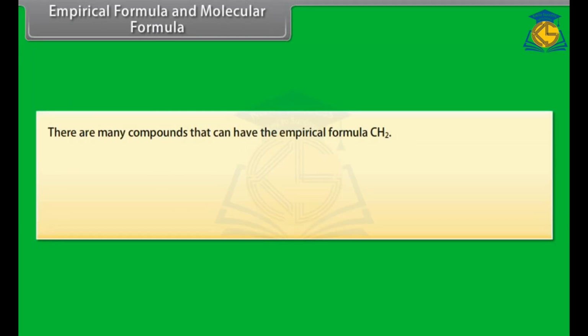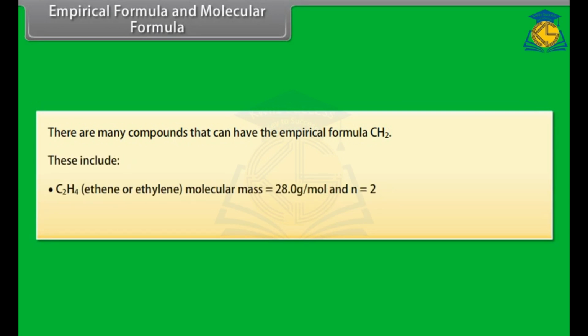There are many compounds that can have the empirical formula CH2. These include C2H4, ethene or ethylene, where molecular mass is equal to 28.0 and n is equal to 2; and C3H6, propene or propylene, where molecular mass is equal to 42.0 and n is equal to 3.